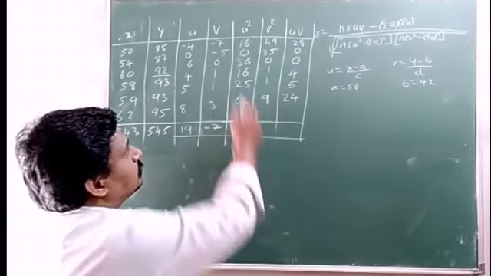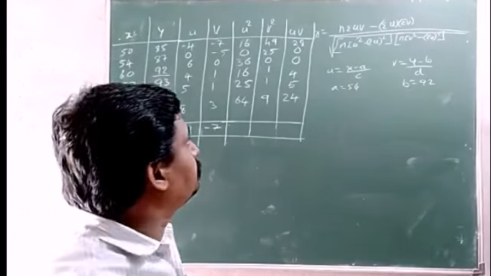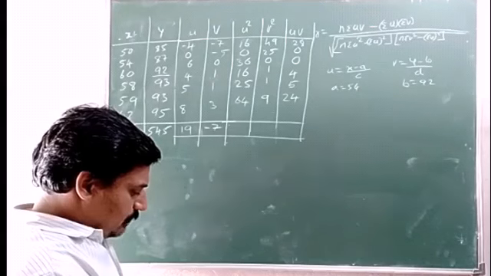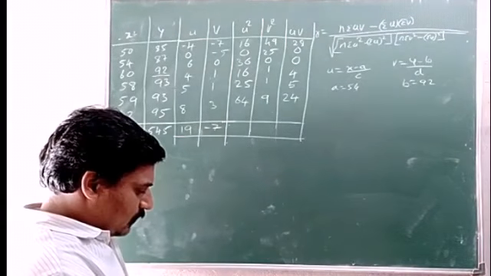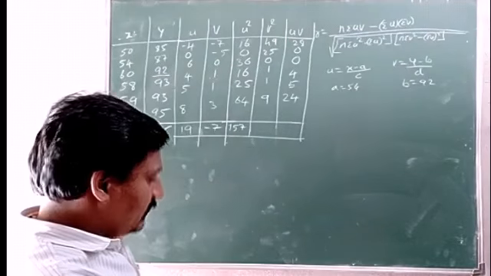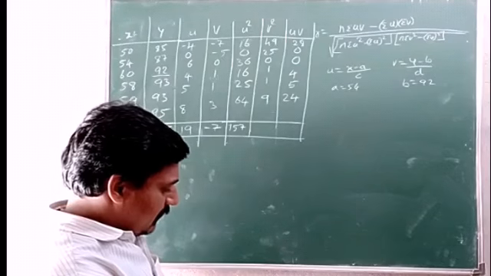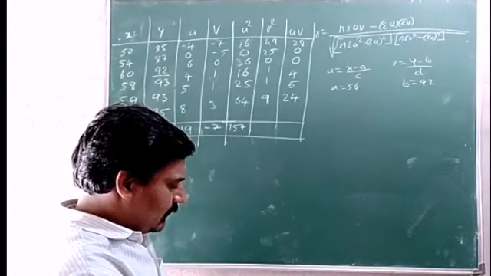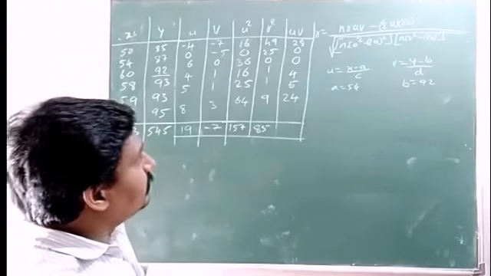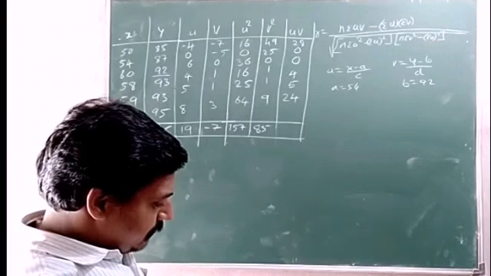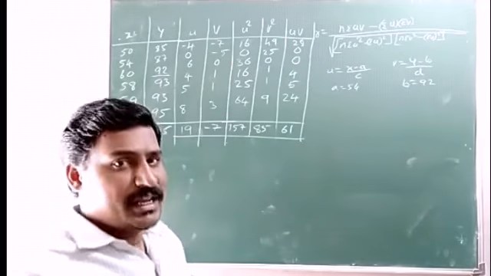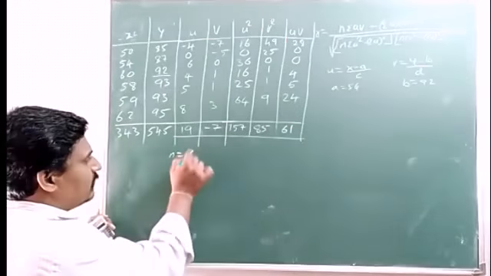And here 16 plus 36 plus 16 plus 25 plus 64. We have 157. Then 49 plus 25 plus 1 plus 1 plus 9. That is 85. And last column 28 plus 4 plus 5 plus 24. That is 61. So n is the same. N is equal to 6.